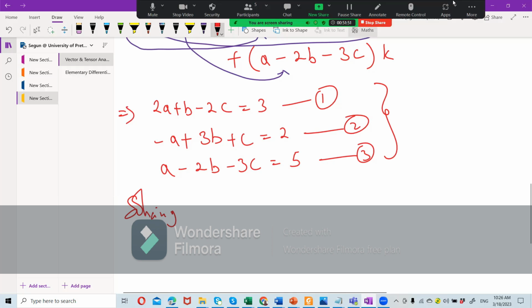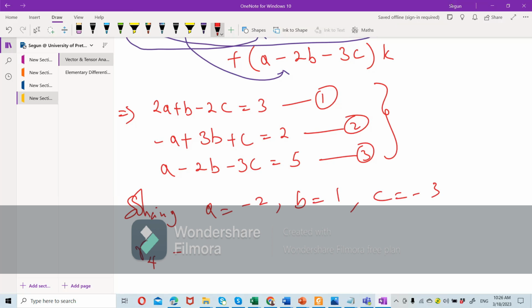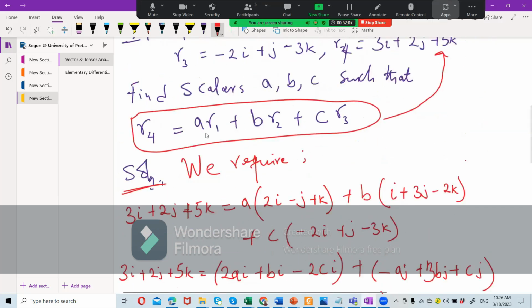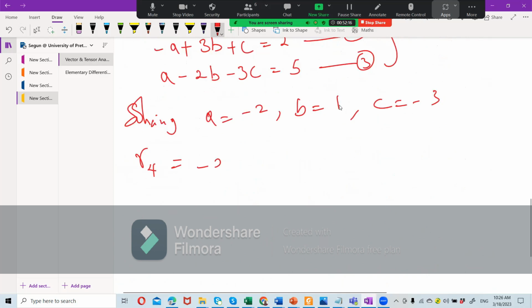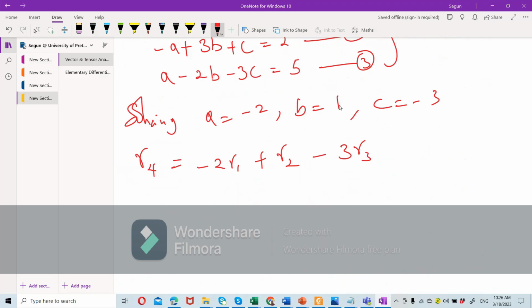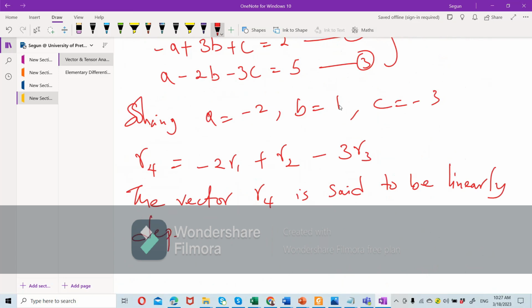When you solve this one, you have A equals to minus 2, B equals to 1, and C equals to minus 3. Therefore, our R4, remember we are asked to find the R4 from this question, we need to find the scalars A, B, C. So R4 will be equals to -2R1 plus R2 minus 3R3. The vector R4 is said to be linearly dependent on R1, R2, and R3.